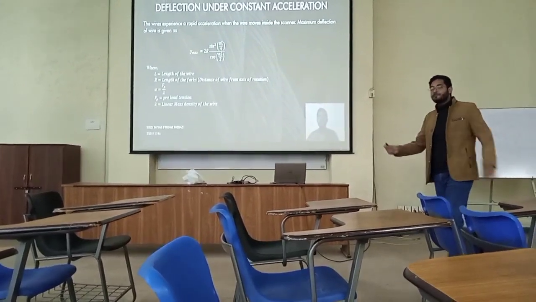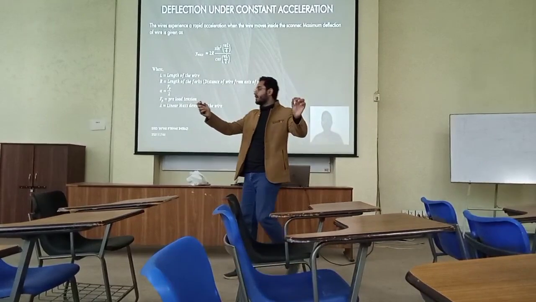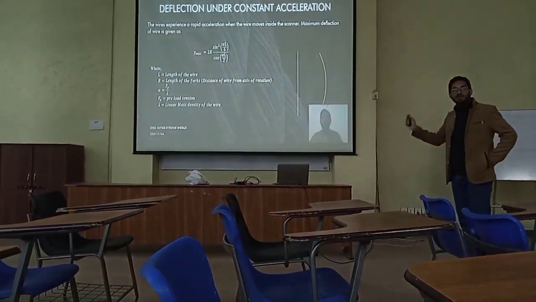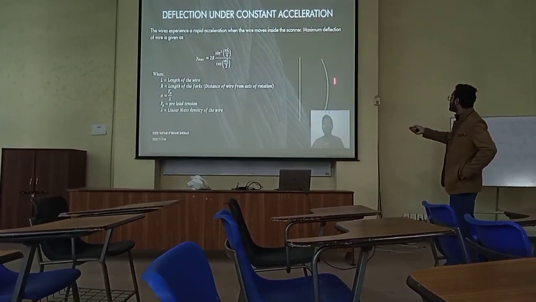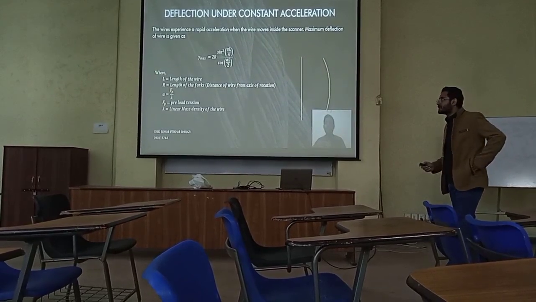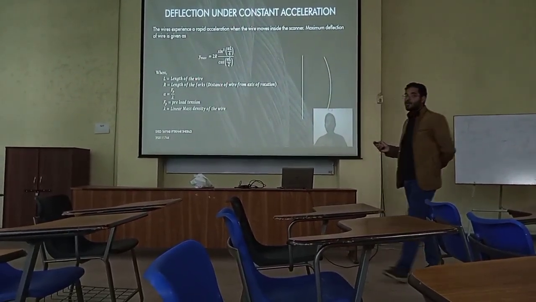Another thing is the deflection of the wire. Whenever it moves, it gets deflected. We can see that this is a straight wire, and when it is going to move, because of inertia, it is going to get deflected like this. So the wire must give us the least deflection, and that deflection is shown with this formula.